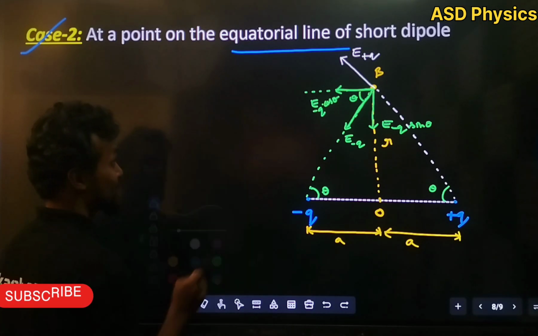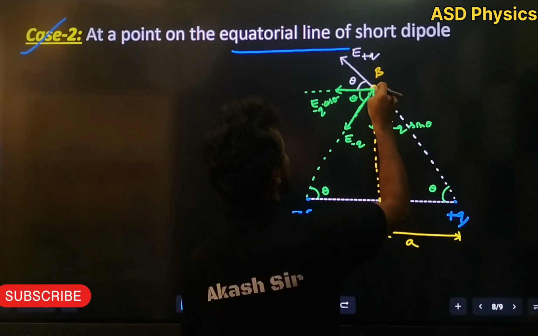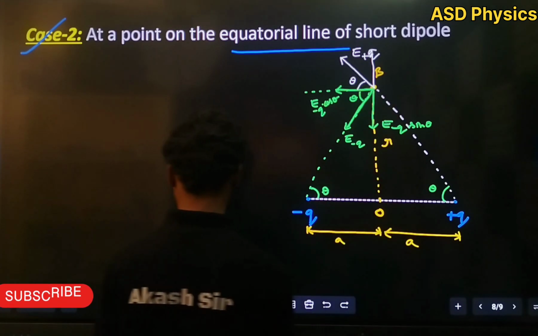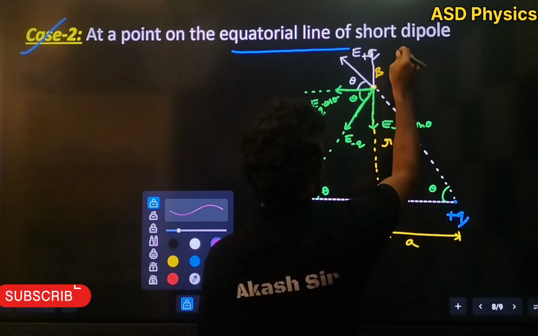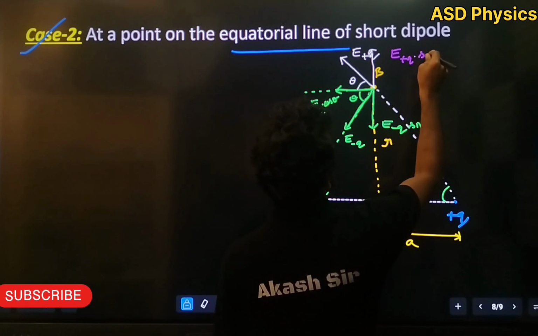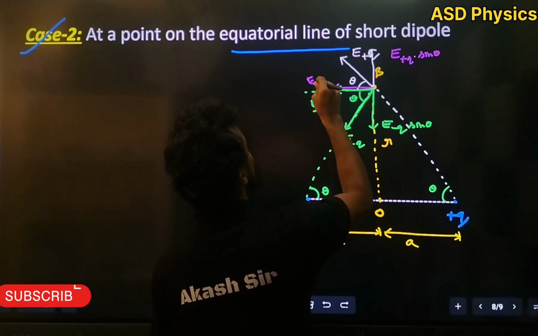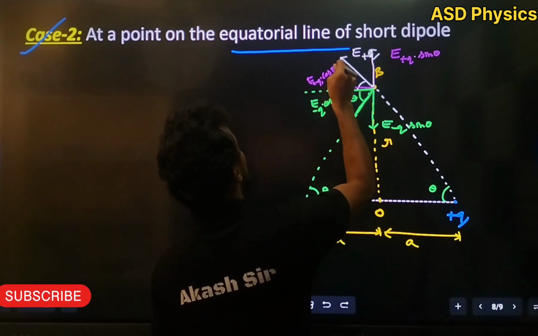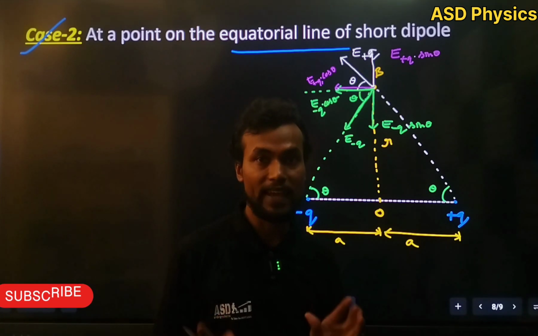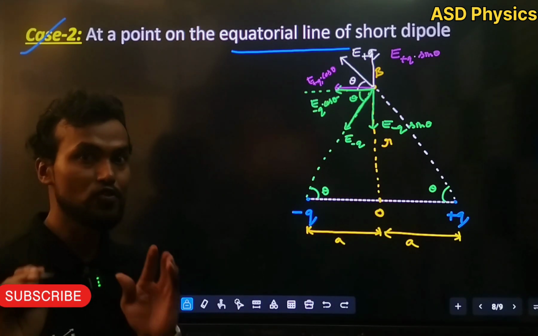Now again, due to the plus q charge, this angle is also theta. This side component will be E plus q sine theta, and this side, one more component, E plus q cos theta. You can see very well that E plus q sine theta and E minus q sine theta will cancel out, and these two cos theta components will add up. So we have understood the concept very well.